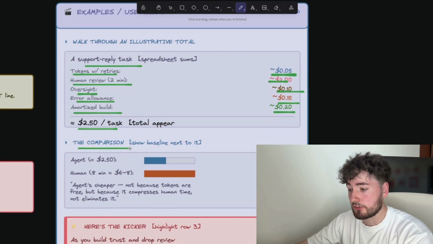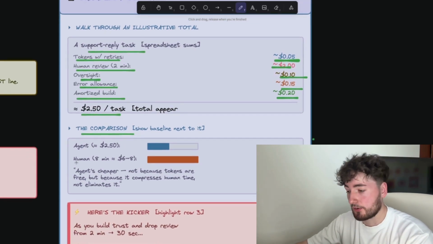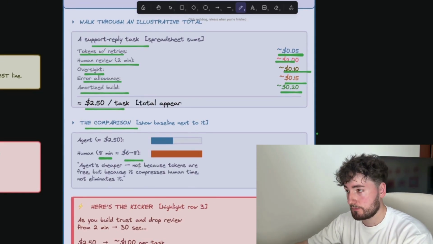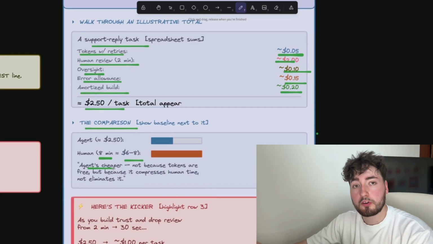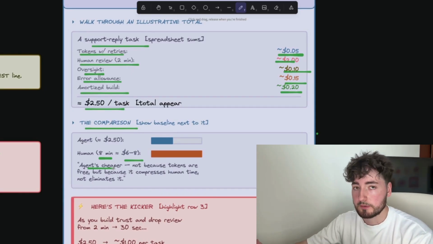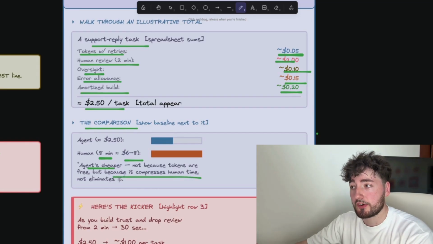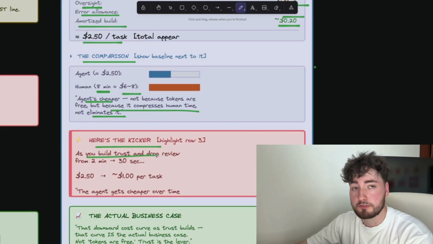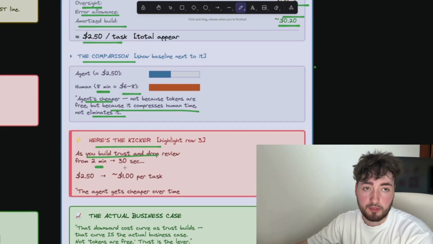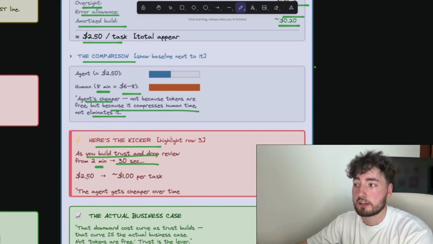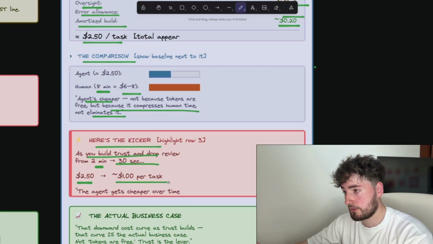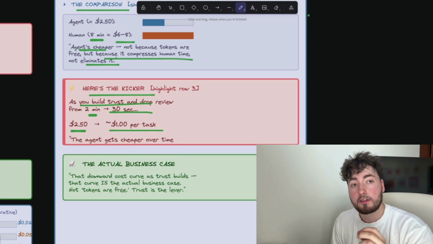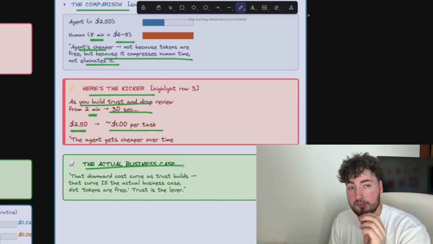And now the comparison. The human version of that task, 8 minutes fully loaded, might be $6, $7, even $8. So the agent is cheaper, but not the "tokens are basically free" kind of cheaper. It's cheaper because it compresses human time, it does not eliminate it. And here's the kicker. As you build trust and drop review time from about 2 minutes, let's say to 30 seconds, that $2.50 can drop to $1 per task. The agent gets cheaper over time as the human in the loop shrinks. That curve is the actual business case.